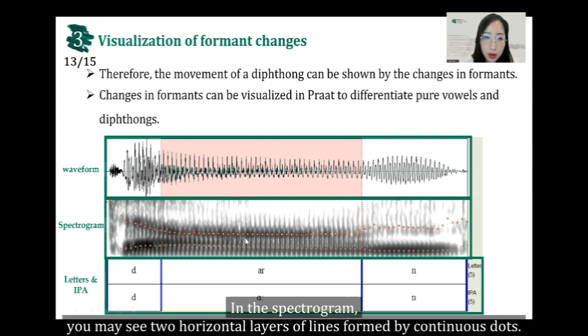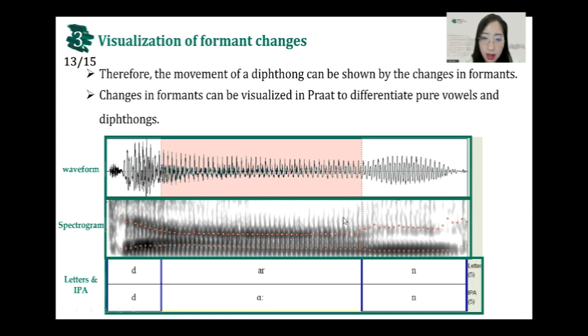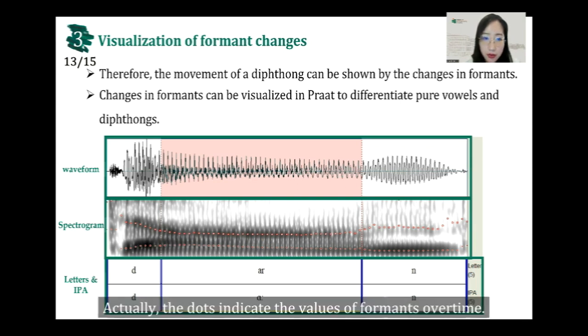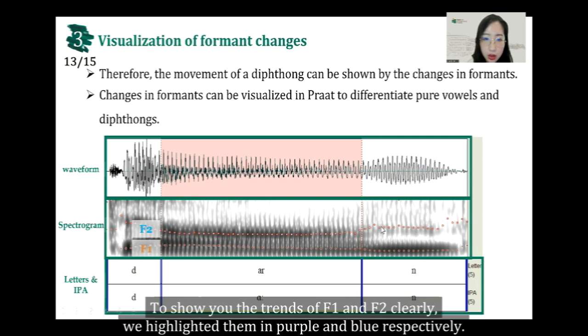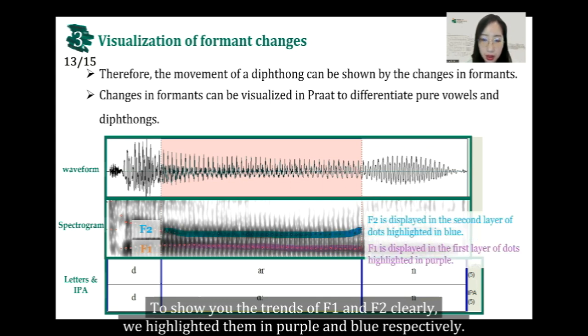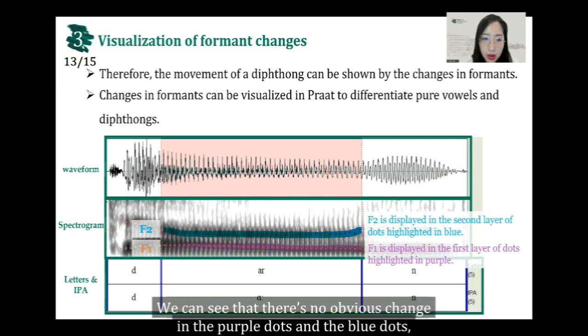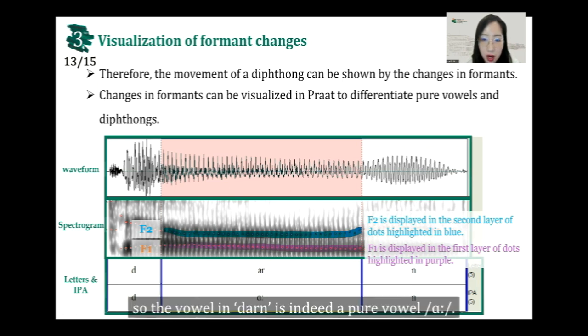In the spectrogram, you may see 2 horizontal layers of lines formed by continuous dots. Actually, the dots indicate the values of formants over time. The first layer of dots shows the values of F1, and the second layer of dots shows the values of F2. To show you the trends of F1 and F2 clearly, we highlighted them in purple and blue, respectively. We can see that there's no obvious change in the purple dots and the blue dots. So the vowel in done is indeed a pure vowel ah.